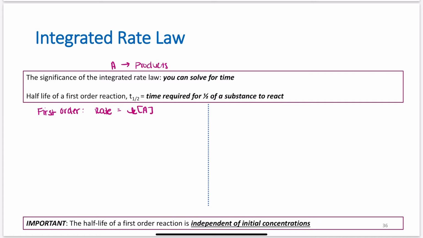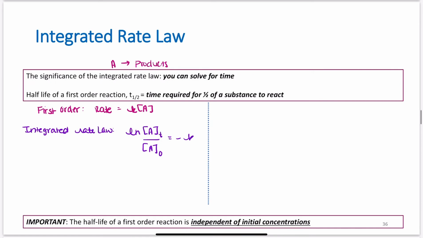The integrated rate law, we have the two forms of it, but the more conveniently used form, when you're not graphing at least, when you're solving for time, is the natural log of A at time t over A initial. So concentration of A at some specific time divided by the concentration of A initially is equal to negative KT.